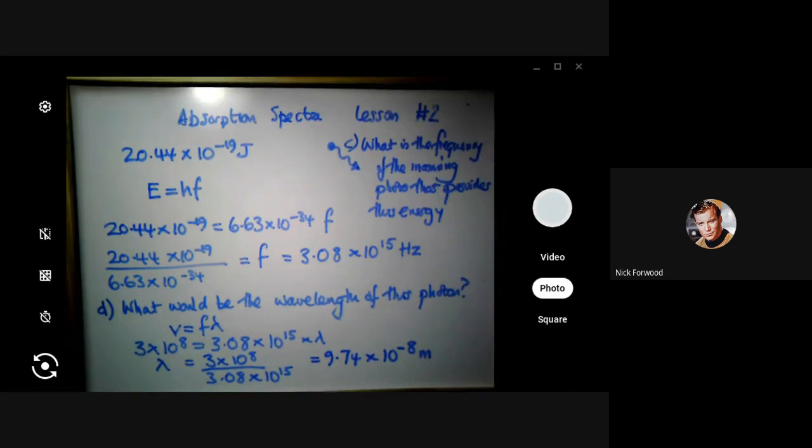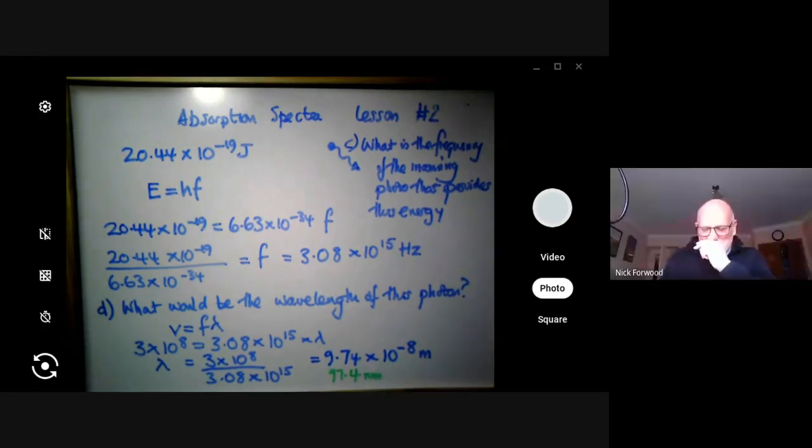Okay. That is the same as 97.4 times 10 to the negative 9, which would make 97.4 nanometers. It doesn't have to ask you for that, but I could then look up in the data table to see if I could find some frequencies that would match with that. That's a very, very small wavelength.